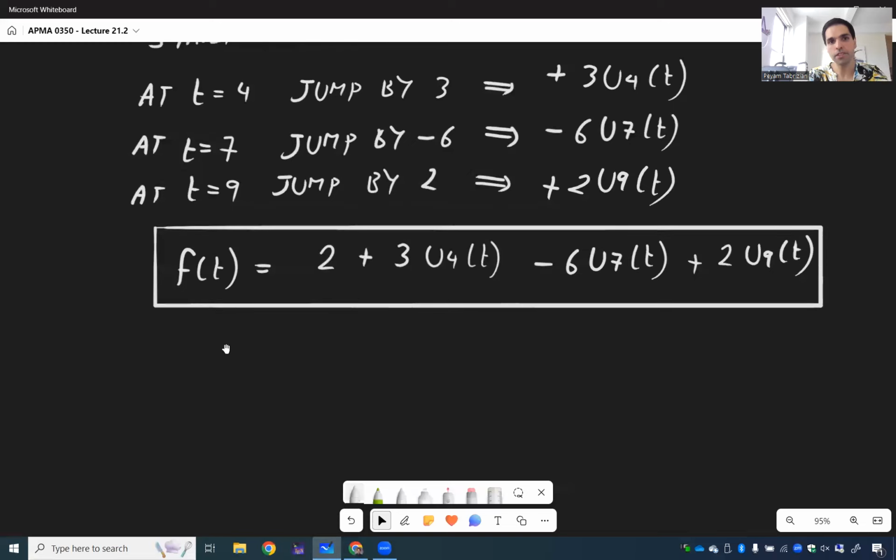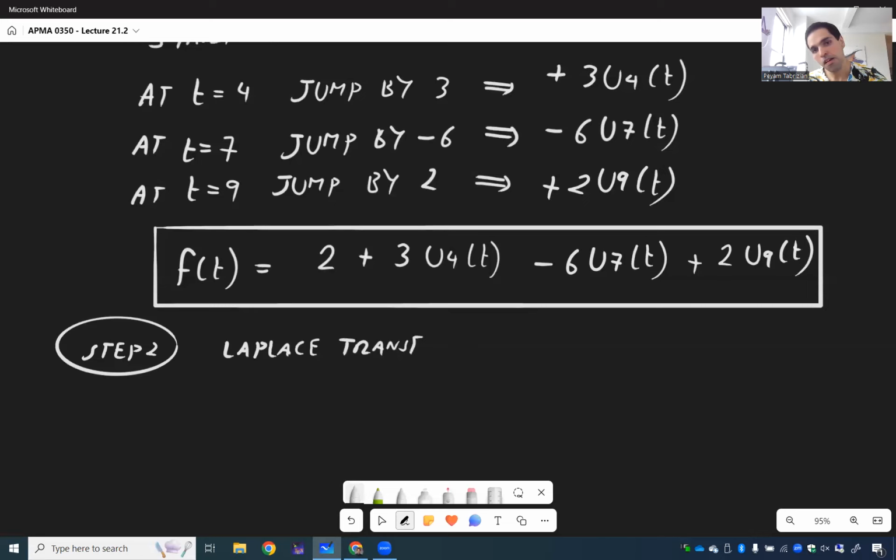And then, of course, the next step is to take Laplace transforms. And I would like to remind you of the Laplace transform of the Heaviside function. It was e to the minus cs over s.